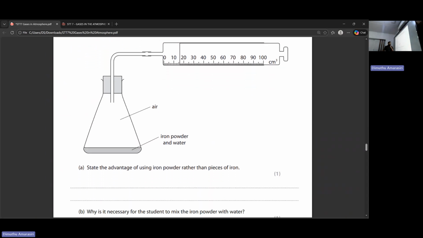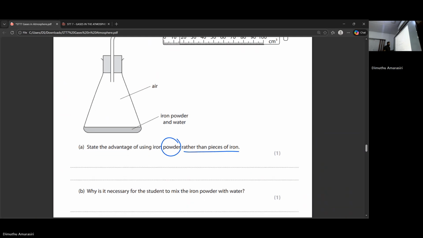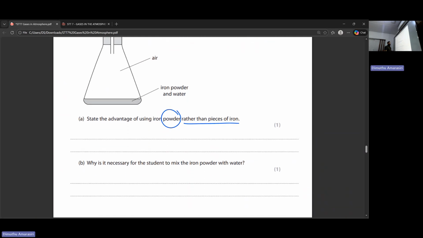Say the advantage of using iron powder rather than pieces of iron. I just explained: powder has more surface area, so the reaction is faster. Why is it necessary for the student to mix iron powder with water? Because water is necessary for rusting to happen. Water is a factor needed for rusting.